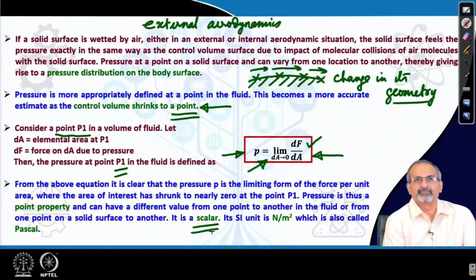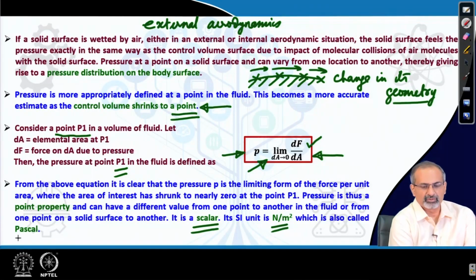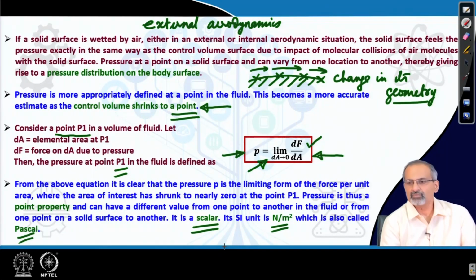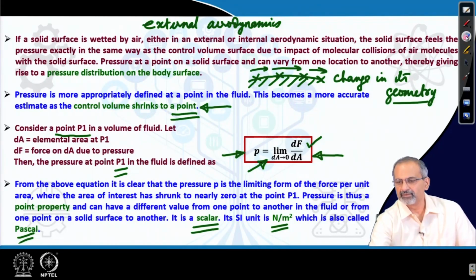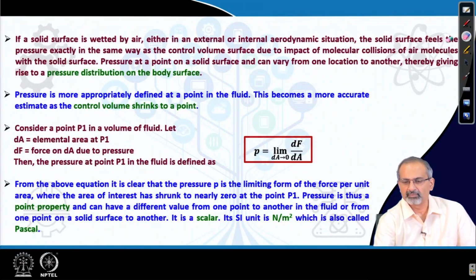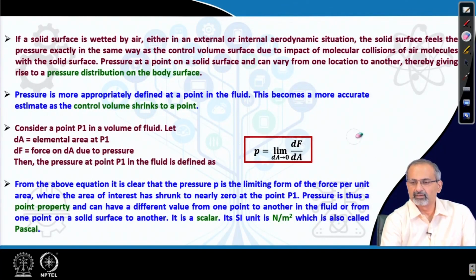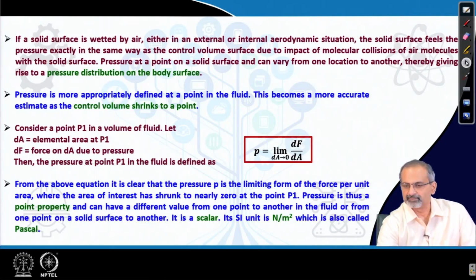Interestingly, it is a scalar. Its SI unit is newtons per meter square, which is also called Pascal. So, this is a very brief introduction to what we mean by pressure when we look at an aerodynamic study.